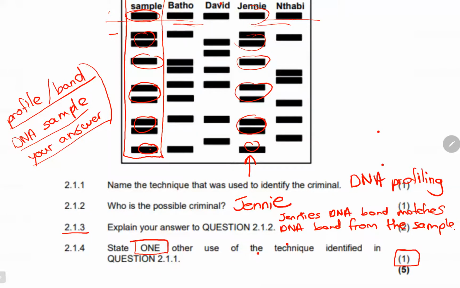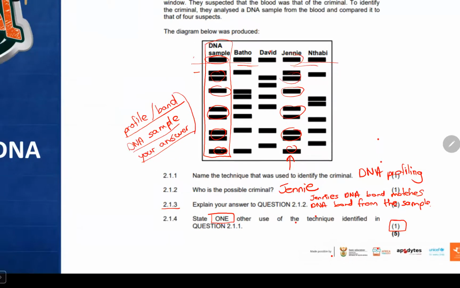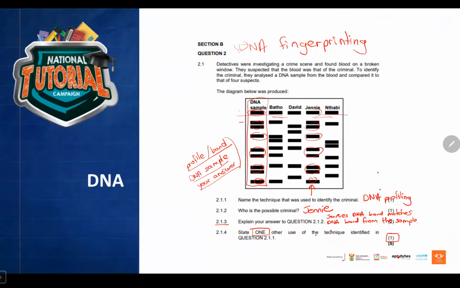So here, state one of the uses this technique can be used for. It can be used for proof of paternity. We can trace missing persons, identification of genetic disorders, establishing family relations, matching tissue for organ transplants, identifying dead persons or dead animals. Any one of those. There are some other examples of how we can use this as well, so don't let that put you in a box, but there are some nice uses for DNA profiling.